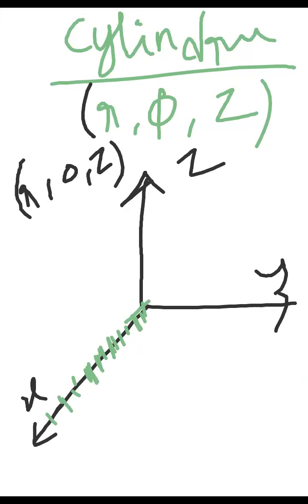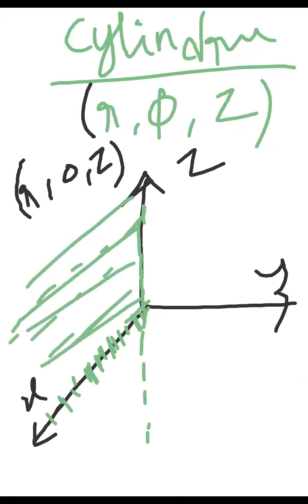Again, what is z? z also can be anything. That means I can go upward, and I can go downward. Again, at that particular z, r can be anything. So finally, what will I get? I will get some plane like this.